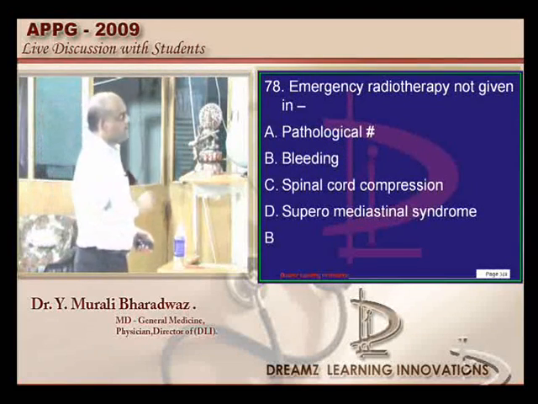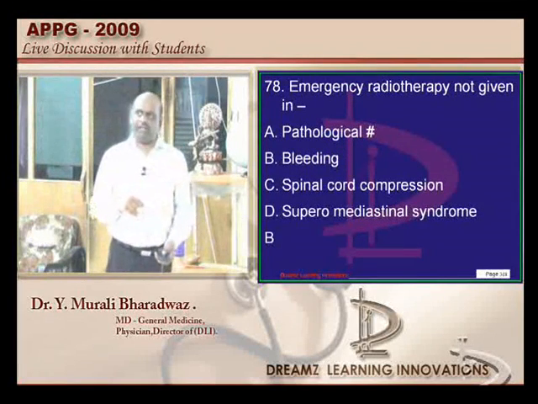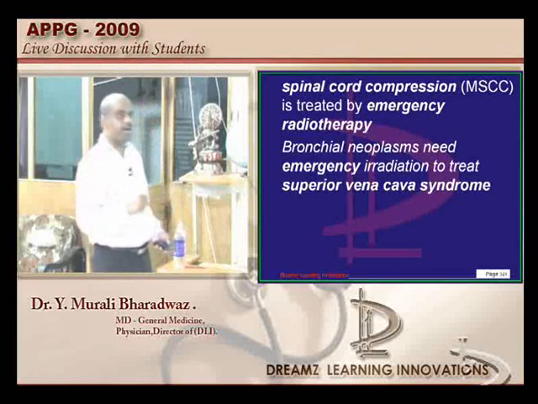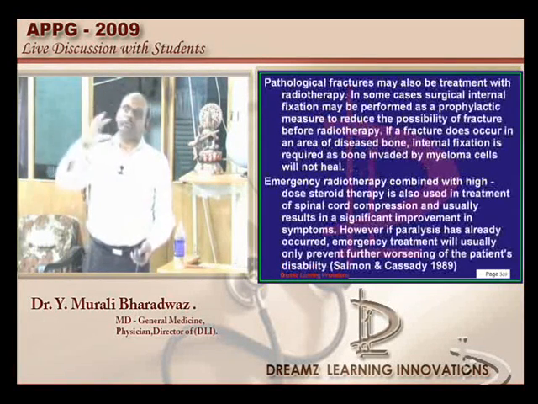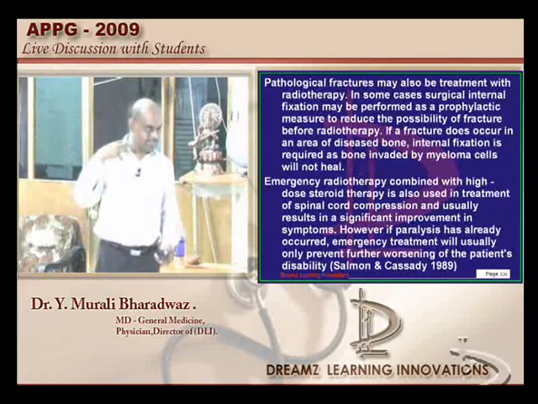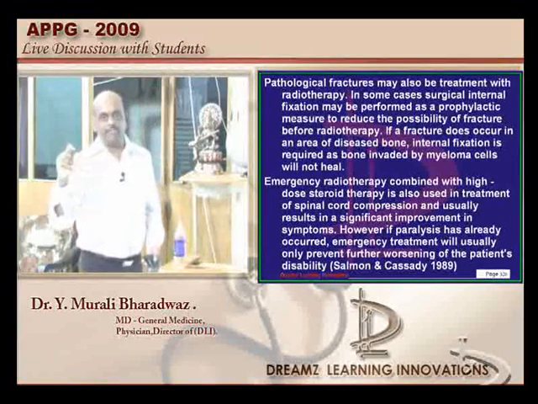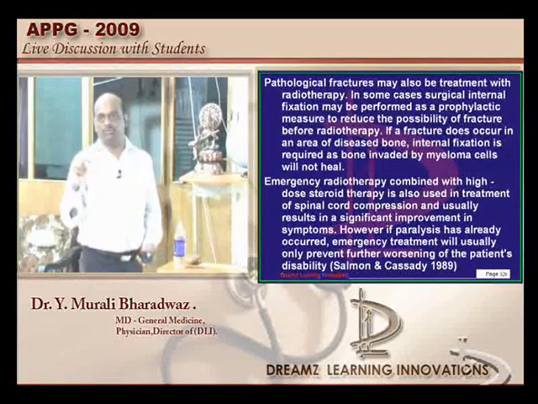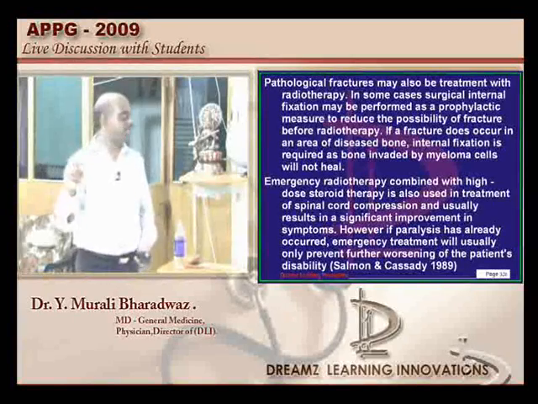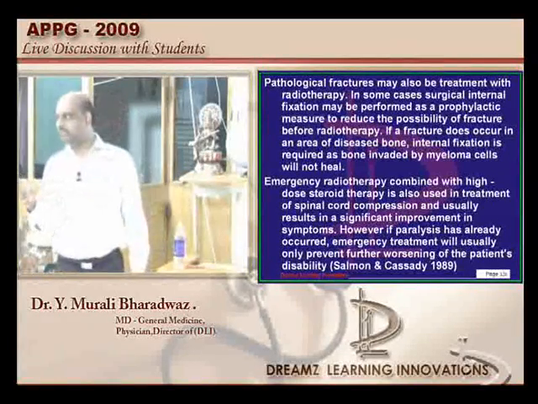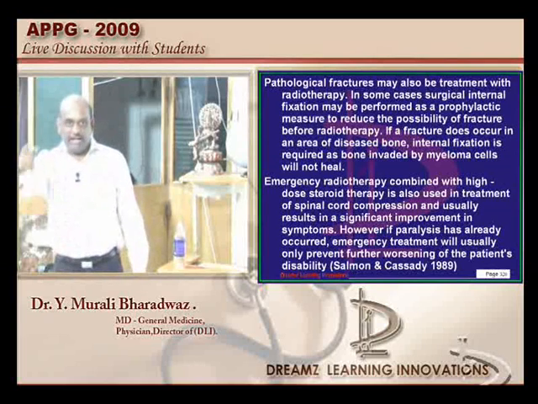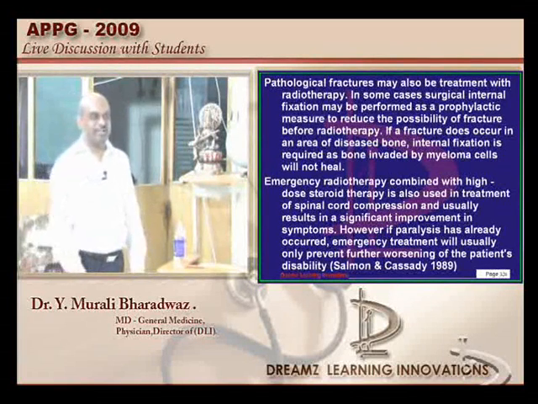Where do you use emergency radiotherapy? We use it for pathological fractures, spinal cord compression or any bronchogenic carcinoma. If it leads to superior mediastinal syndrome also we give radiotherapy as an emergency. So bleeding becomes the odd man out, where we don't use emergency radiotherapy. Any argument on that? We will have it in the end to support that.